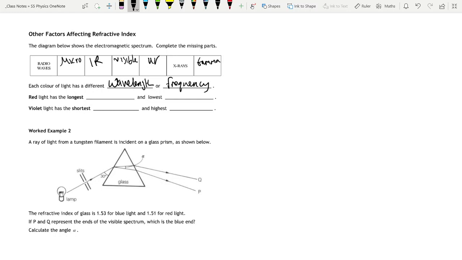So red has the longest wavelength and the lowest frequency. Remember, as one goes up, the other goes down. And violet has the shortest wavelength, the highest frequency. The wavelength of red light is about 700 nanometers, and the wavelength of violet light is about 400 nanometers. Just very interesting.